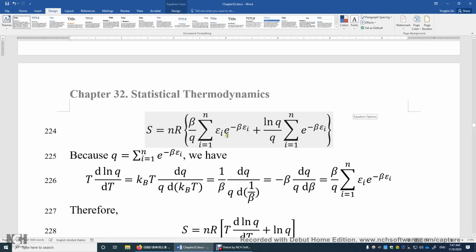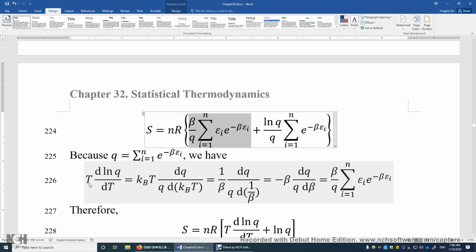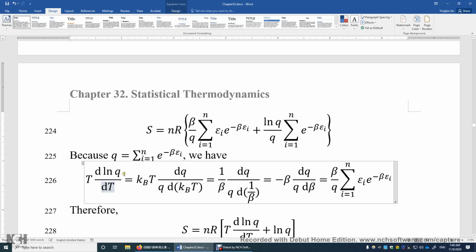All right, and then we separate these two terms. Over here, this part is simply Q. So Q and Q cancel, and the second term is simply ln Q. Now let's look at the first term. I'm going to prove that the first term is the product of T and the first derivative of ln Q with respect to T. So I'm going to go backward.